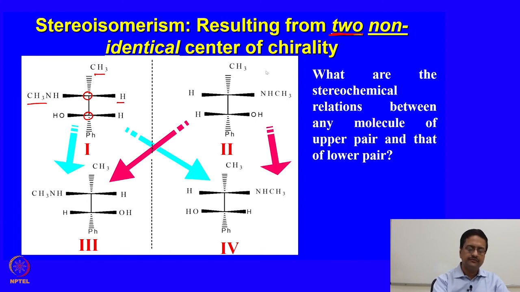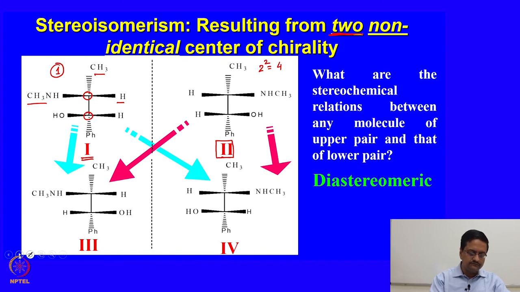So therefore it should have 2 to the power 2, that means 4 isomers, and those 4 isomers should be in enantiomeric pairs. First we can draw this molecule as shown here as number 1, and the corresponding mirror image is drawn here as number 2. So 1 and 2 are mirror images of one another, so they are a pair of enantiomers. Now if we look at the lower molecules in blue, they are called diastereomers because they are not mirror images of one another.